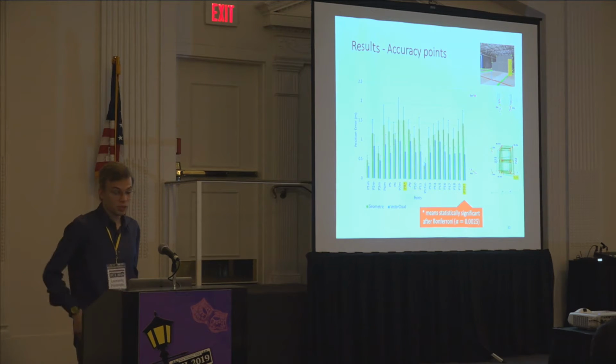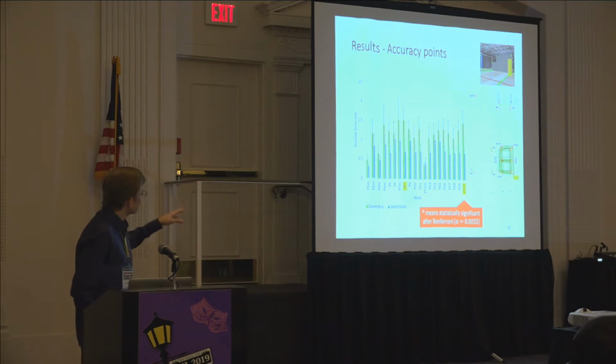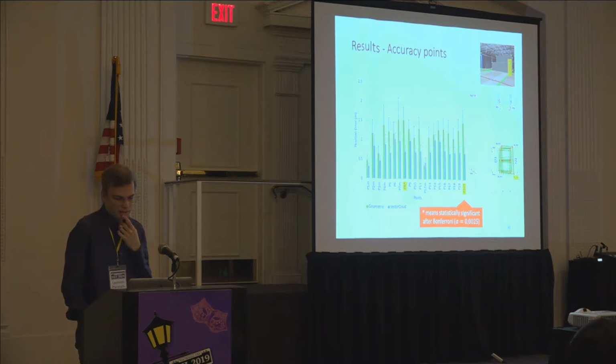Okay, so we did a two-way ANOVA with replication, and we found a difference between techniques, points, and also an interaction effect. We can visualize in this graph, for each point, the positional error, that for vector cloud the average error was less for almost every point.